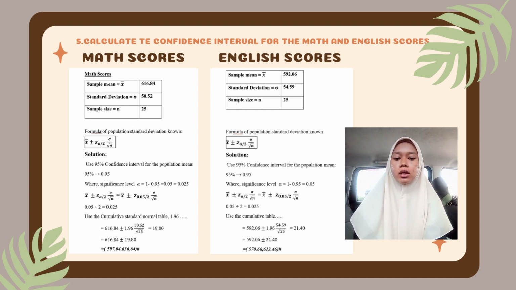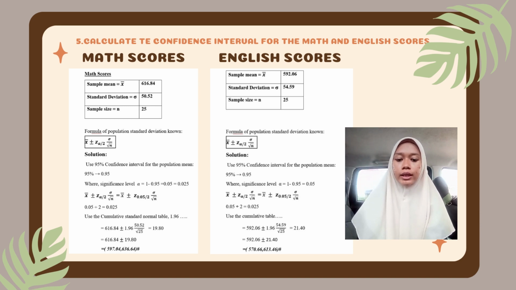To calculate this question, we use the sample mean plus or minus z alpha divided by 2 times sigma divided by square root n. This formula is used when the population standard deviation is known. 95% divided by 100 equals 0.95. Where significance level alpha equals 1 minus 0.95 equals 0.05, divided by 2 equals 0.025.